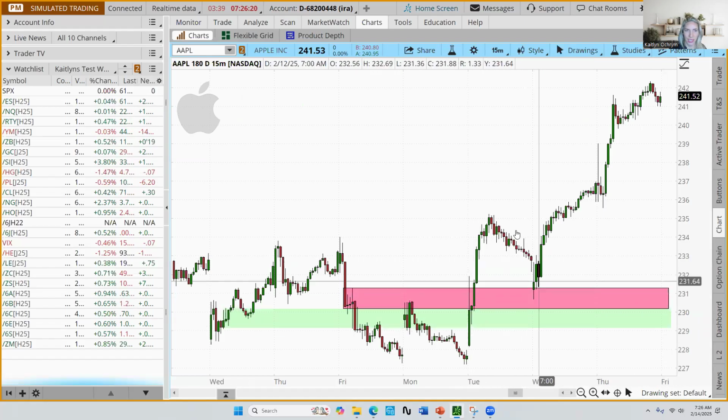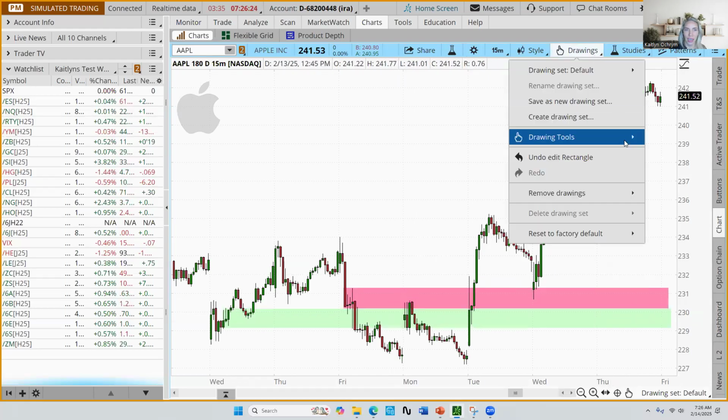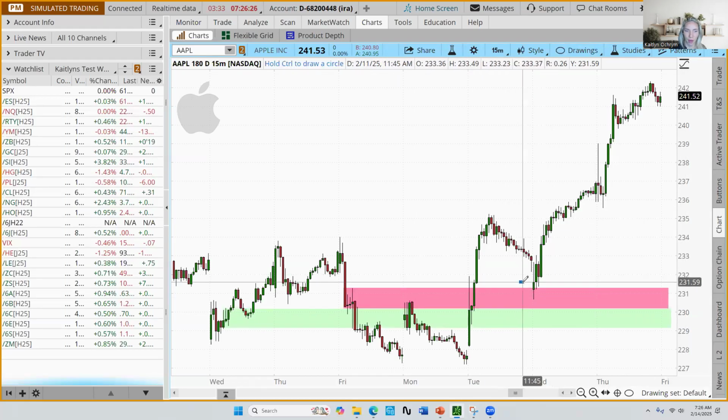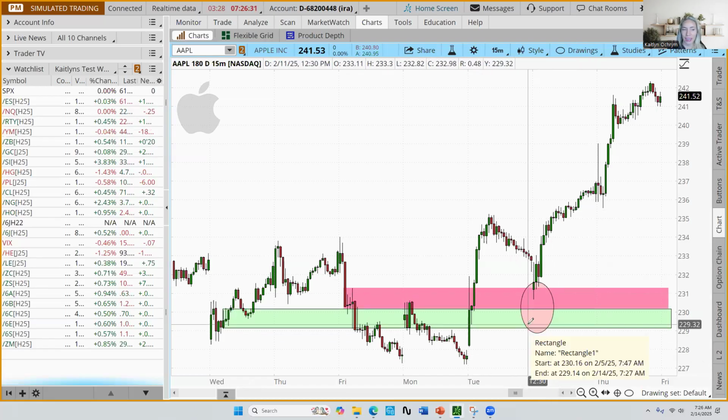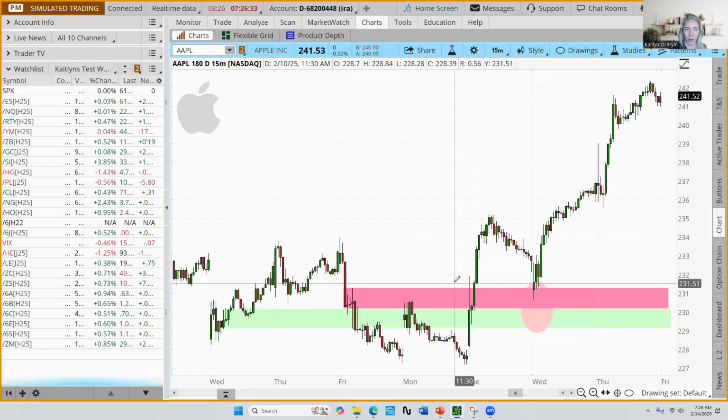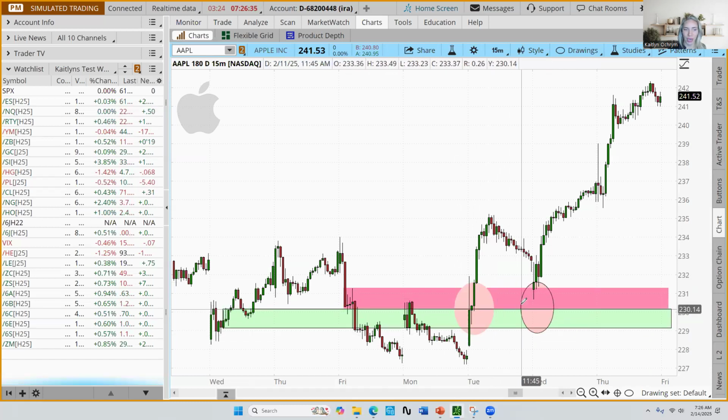Why? Because that's the heat map. When you extend them to the right-hand side, when price returns to the heat map, that's where we look for our trade opportunity. How to hone in on the heat map is by looking for that zone in between the pink and green rectangles.